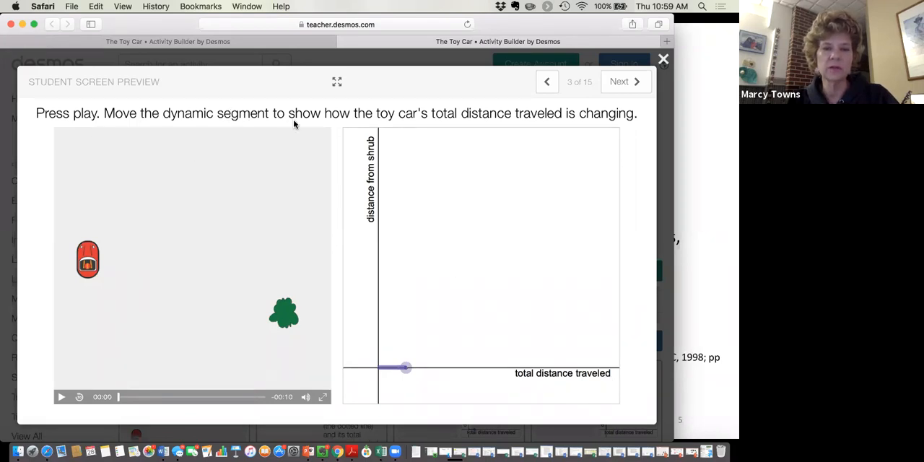And all we want to do is move the dynamic segment to show how the toy car's total distance traveled is changing, okay? So what I'm going to do is watch the car and move this little purple blob to show how the total distance traveled changes. So here we go. I'm going to start the car and I think, okay, well, it's traveling along. It's traveling a little farther, and a little farther. And hopefully you're going, yeah, if I had control of the screen, that's exactly what I would do. I would have scooched that purple blob from the left over towards the right, okay?